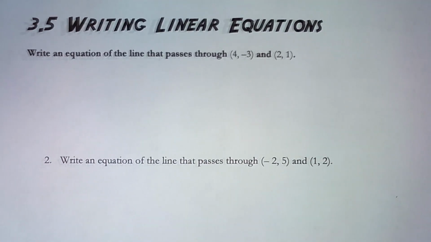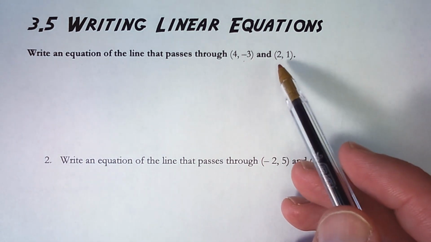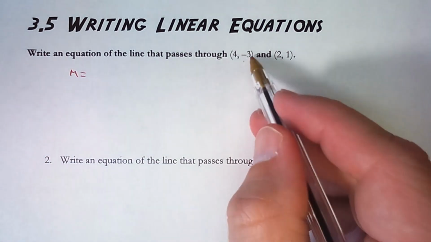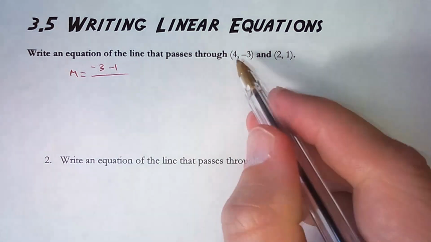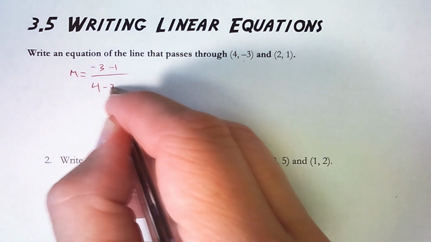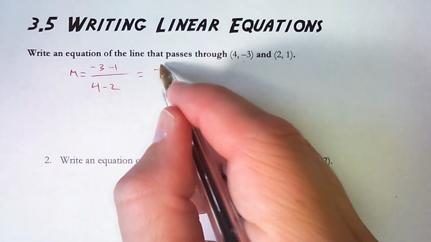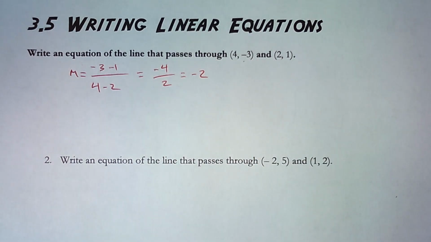Okay, we are going to write an equation that passes through these 2 points. The first thing I need to know is the slope. So m equals y minus y, negative 3 minus 1, over x minus x, 4 minus 2. Okay, so I've got negative 4 over 2. So the slope is negative 2.